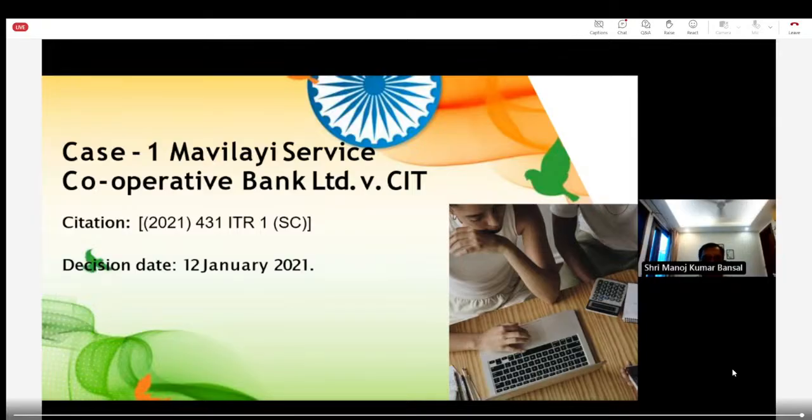Is filing an audit report mandatory for a cooperative society? Yes, if it exceeds the prescribed limit.